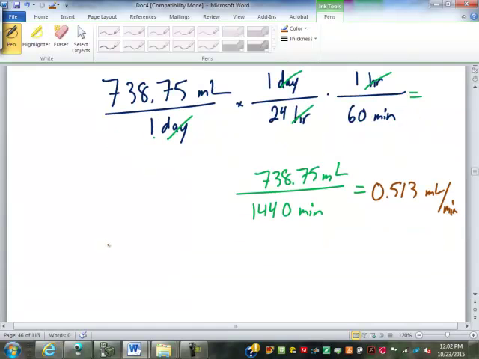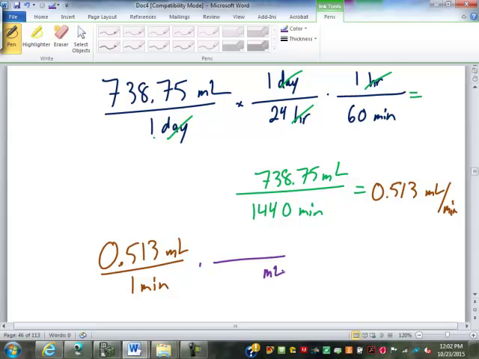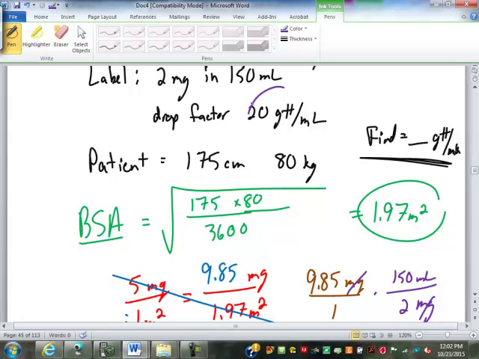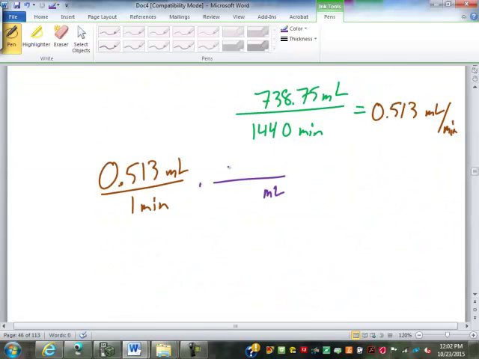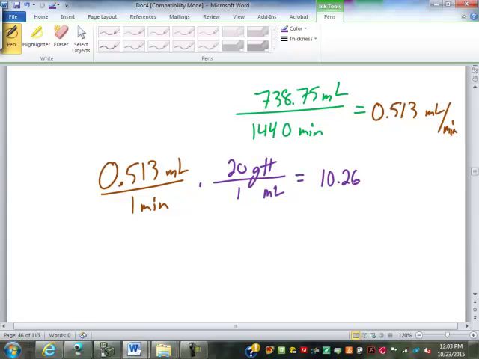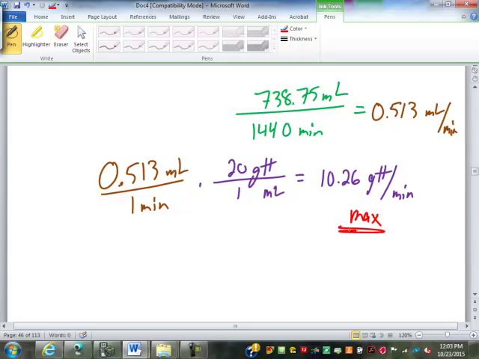We're not done yet, though. So 0.513 milliliters over 1 minute. We need to bring in our drop factor, which was 20 drops per milliliter. So 0.513 times 20, 10.26 drops per minute. Now, of course, that is the maximum because we use the big number.